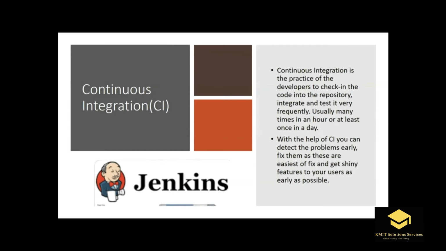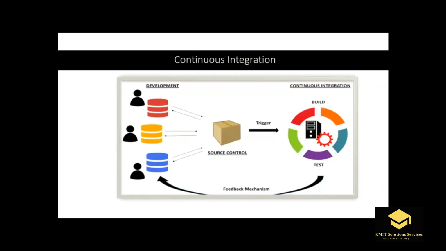So in any job description, if you find that a DevOps engineer should know continuous integration, it means CI only. This is a very important concept and a very important phase of the DevOps life cycle. If you see on the left hand side, there are some developers writing the code. These are three developers, and they are writing the code into the source control, which is our GitHub.